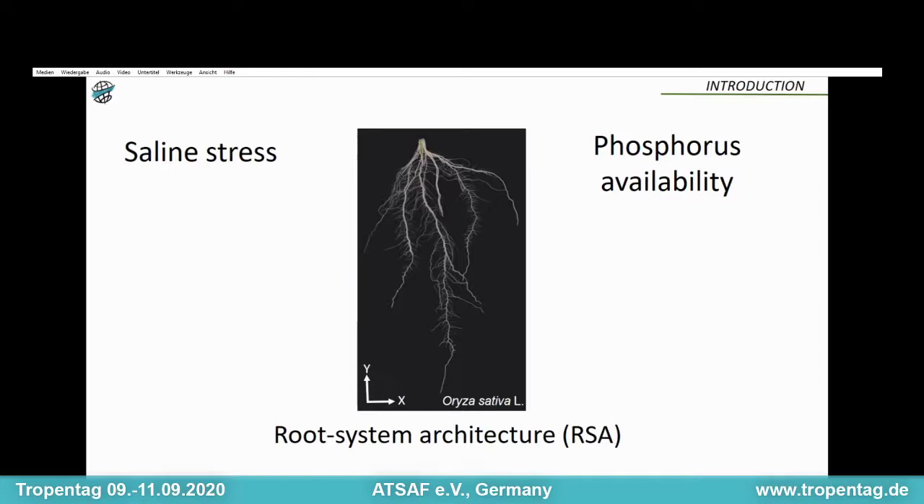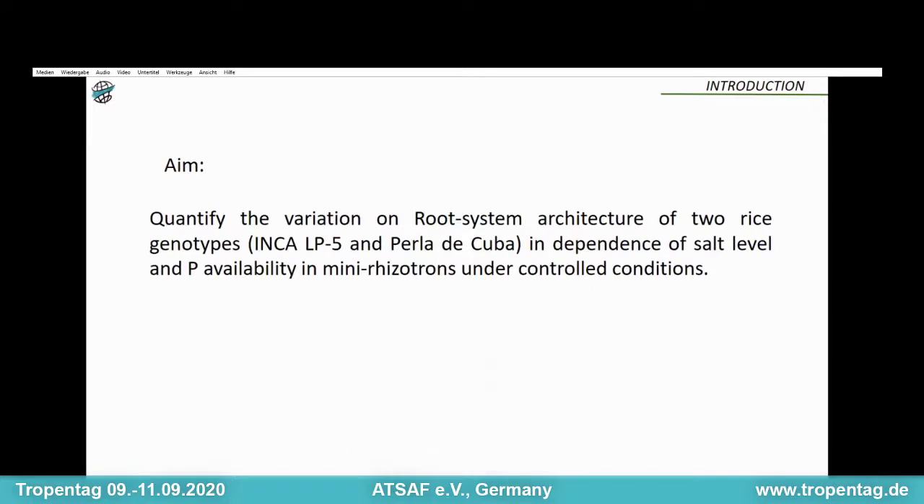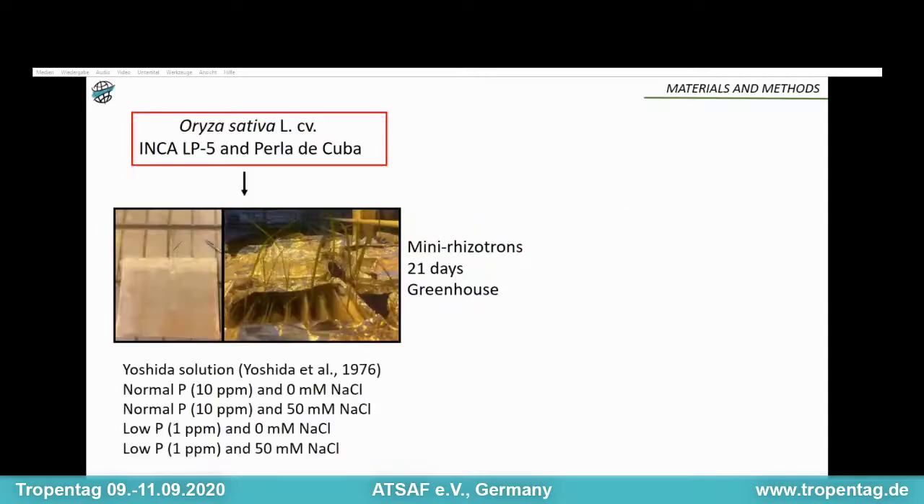That's why our aim was to quantify the variation in root system architecture of two rice genotypes, Inca LP5 and Perla de Cuba, in dependence of salt level and phosphorus availability in a mined rhizotome under controlled conditions. Seeds of Inca LP5 and Perla de Cuba rice genotypes were placed in a mined rhizotome in 4 different controlled conditions.